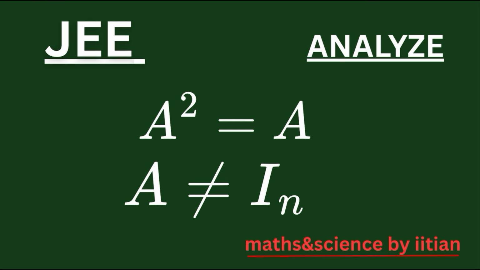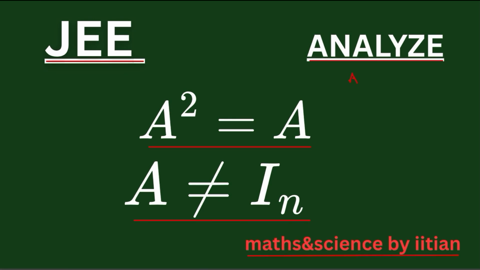We will be continuing our lectures on linear algebra and matrices properties, useful for JEE and Maths Olympiad and JEE Advanced also. In this, we will analyze the idempotent matrix, a very important matrix in matrix algebra. A square is equal to A, its property, but as everybody thinks A square is equal to A means A is equal to I, but the condition is A is not equal to I. Then what is the value of A and what are its properties?